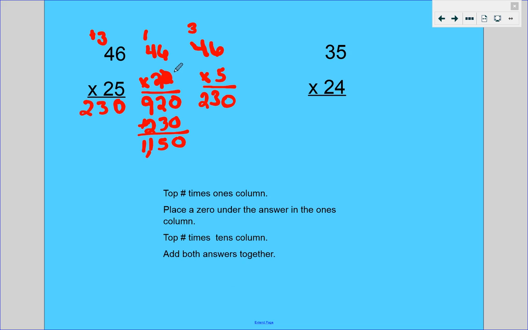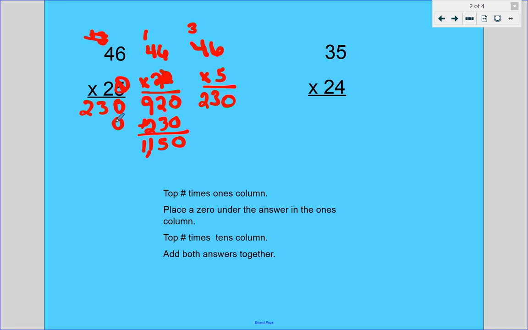Now we are done with the 3, so we're going to cross it off. And we are done with this 5 right here. And because of that, we can say, okay, I know there's not going to be any more numbers in my 1s column except 0. And that's like 46 times 20, just like we did here. 46 times 20, we cross off the 0, and then we put the 0 underneath there. The first line is dealing with 46 times 5. The second line is going to be 46 times 20.